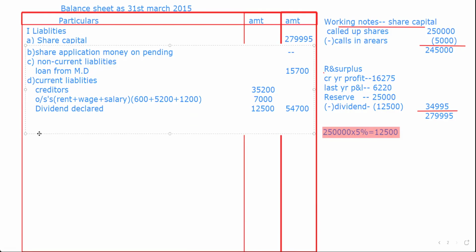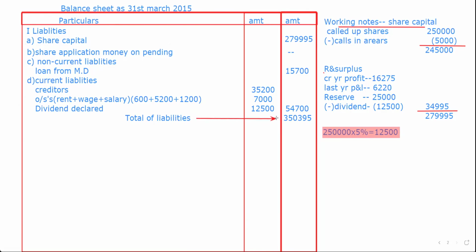So here I'm going to write total of liabilities, which is going to be, let me add all the things, 54,700 plus 15,700 plus 2,79,995, which is going to be 3,50,395. So this is how I have got my total of liabilities. My first portion is completed. Once I have completed the first portion, now I am going to move on to the next one. This is my total of liabilities.